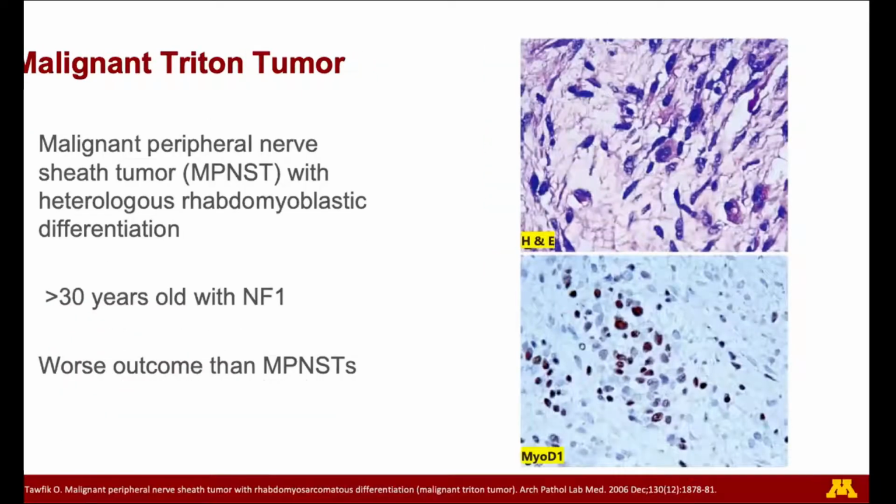The other tumor, which is classified under peripheral nerve sheath tumors, is a malignant Triton tumor. Malignant Triton tumor is essentially a malignant peripheral nerve sheath tumor, or MPNST, with heterologous rhabdomyoblastic differentiation. These tumors occur in adults, usually older than 30 years of age, with neurofibromatosis type 1. Unfortunately, they have very poor outcome, worse than conventional MPNSTs.